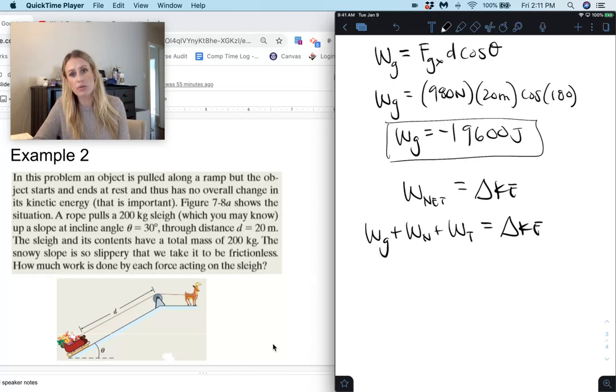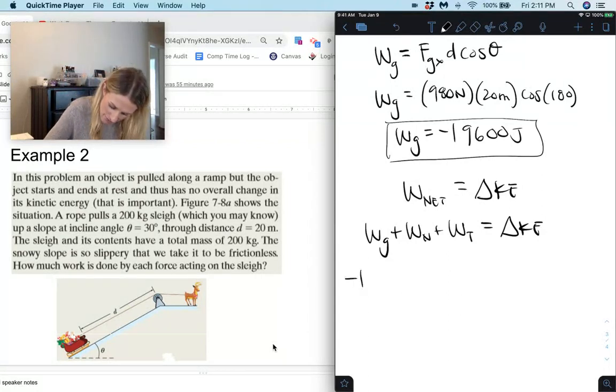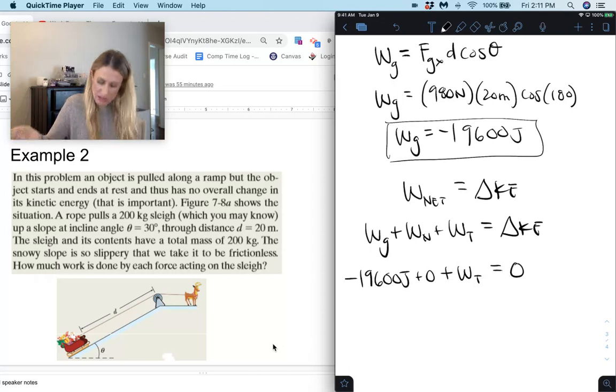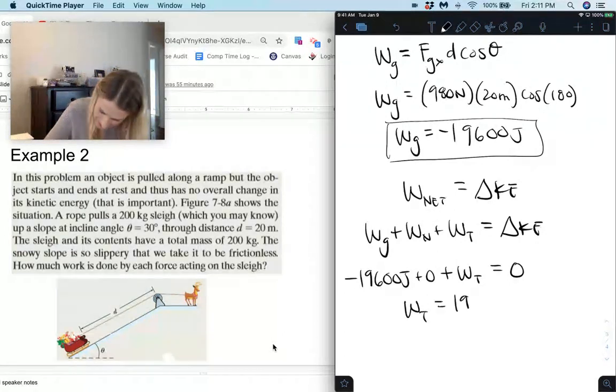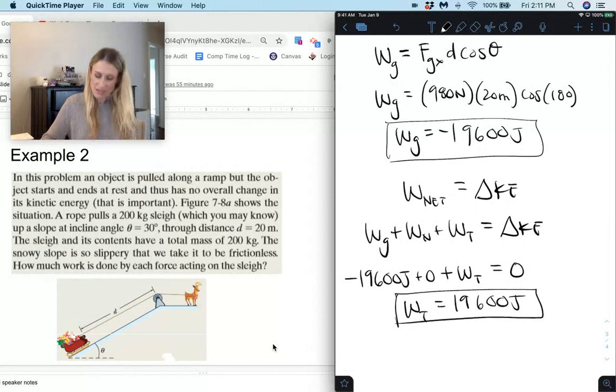Again, remember, the change in kinetic energy is 0. We also know the work done by the normal force is 0, and we just found the work done by the gravitational force. So we get negative 19,600 joules plus 0 plus the work done by the tension force is equal to 0, which ends up being the work done by the tension force equals a positive 19,600 joules. All right, so that's how you find the work done by the tension force.